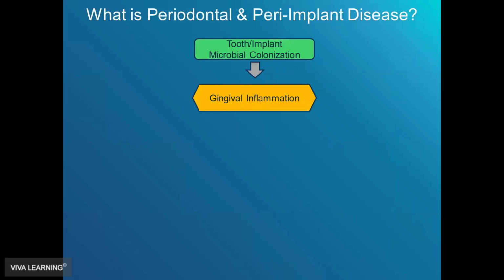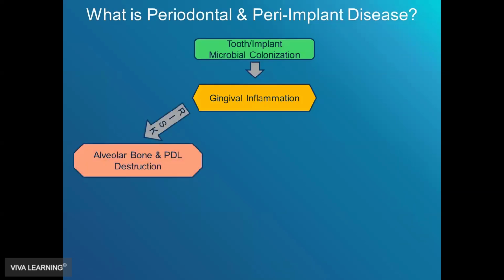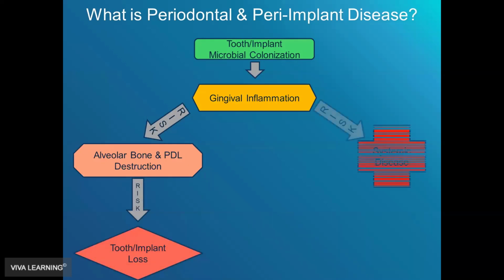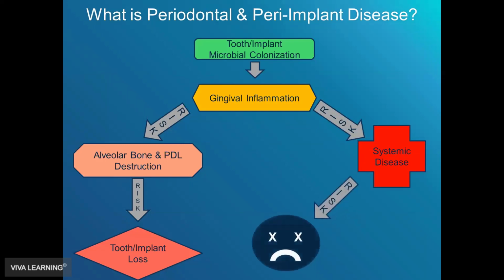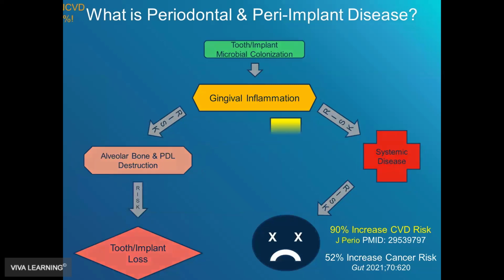So back to this, gingival inflammation increases the risk for alveolar bone loss and PDL destruction, which then increases the risk for tooth implant loss. And the gingival inflammation also increases the risk for systemic disease and premature death. Here's just one of many examples. There was found a 90% increased risk for cardiovascular disease with gingival inflammation. And this study showed a 52% increased risk for oropharyngeal cancer. Many other types of cancers are increased in risk as well. I'm sure you're familiar with that.